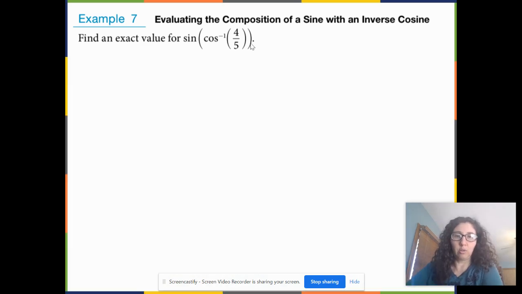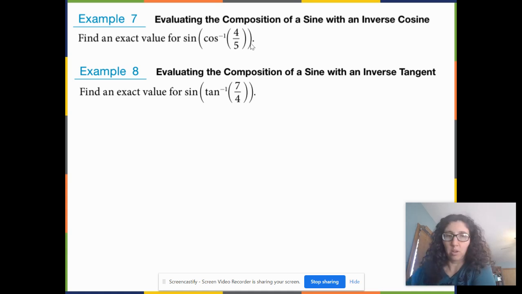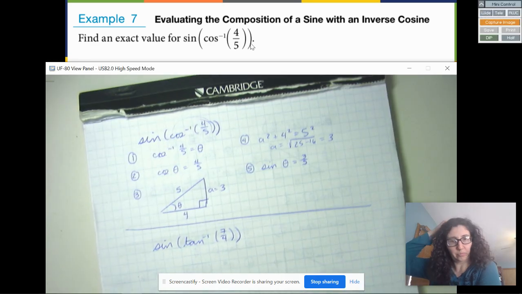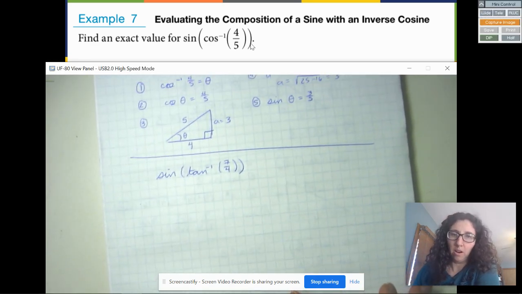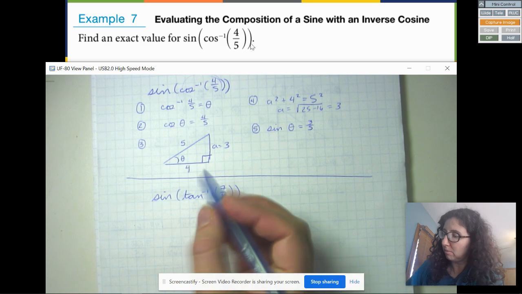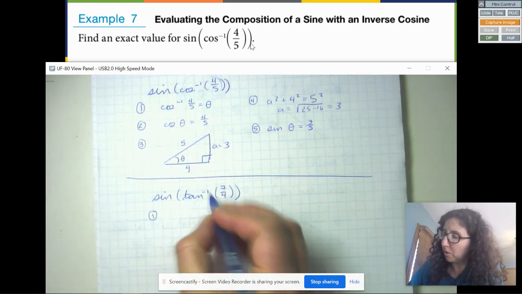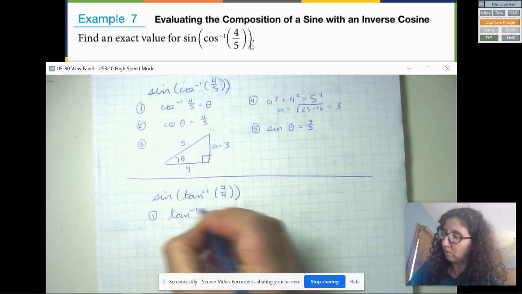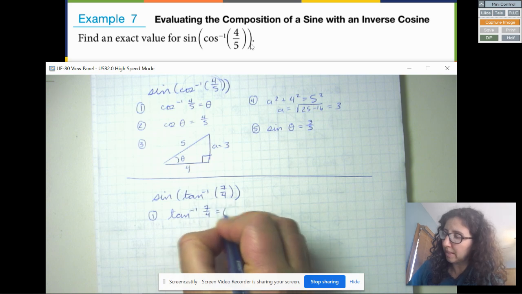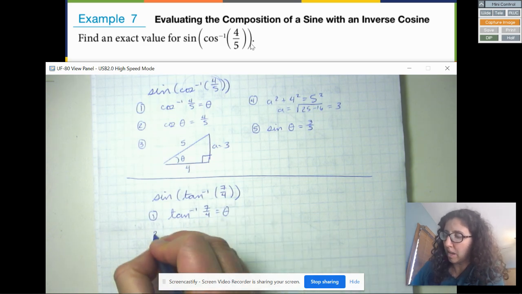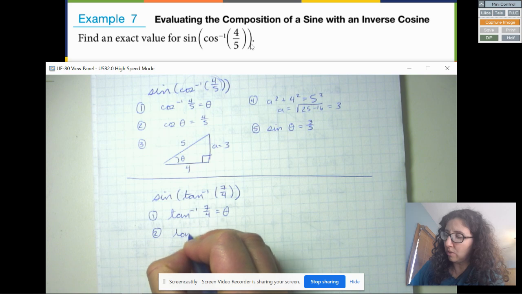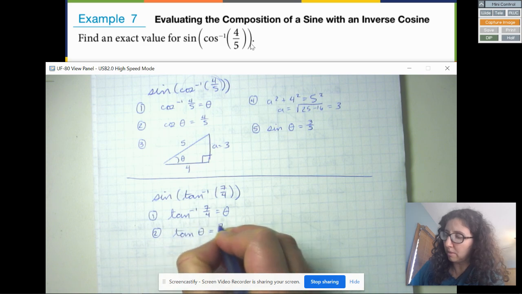All right, let's do another one. Let's find sine of inverse tangent of 7/4. All right, let's do the same process. First, I'm going to just look at this inside function and say it equals theta. Second, I'm going to write tangent of theta equals 7/4.